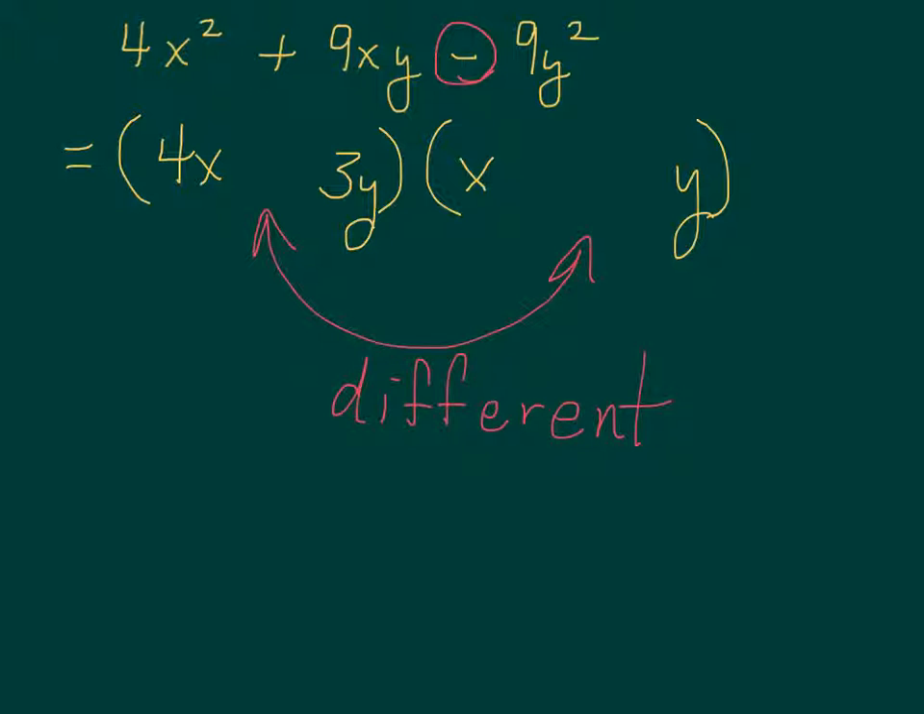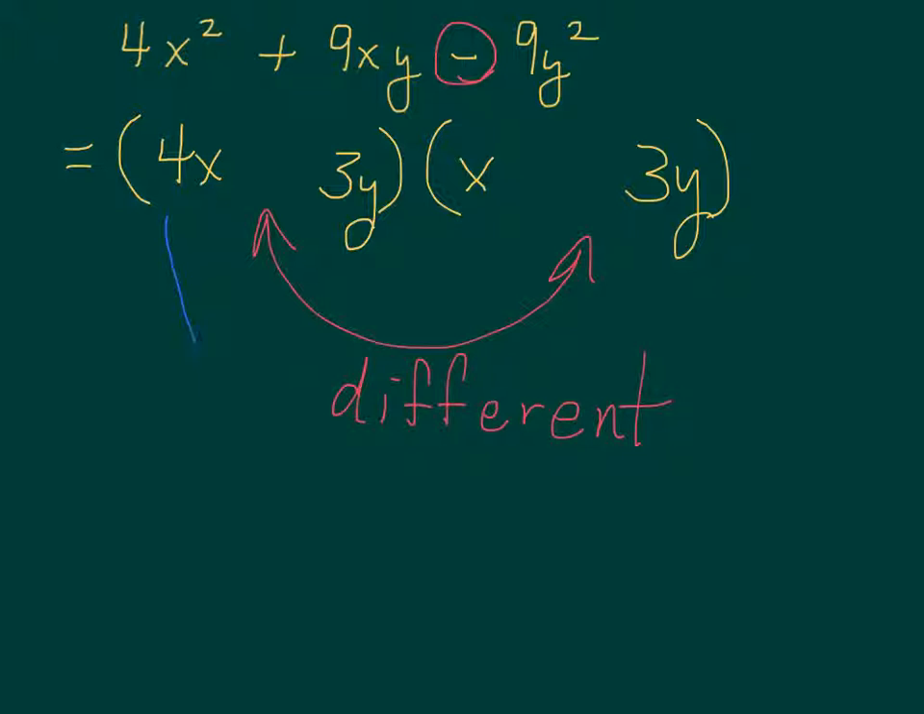So let's see if we can make this work out. And whoops, I neglected to write the 3 there. 3y times 3y makes 9y squared, and the signs are different. So if you check the outside and inside pieces of the FOIL process, because really that's all you have to check is the outside and the inside.